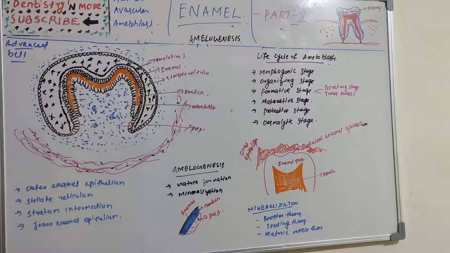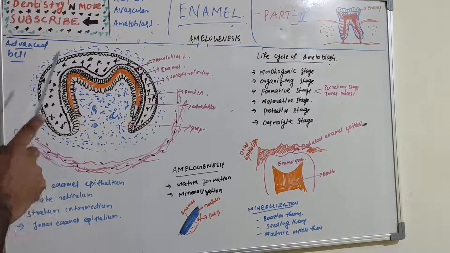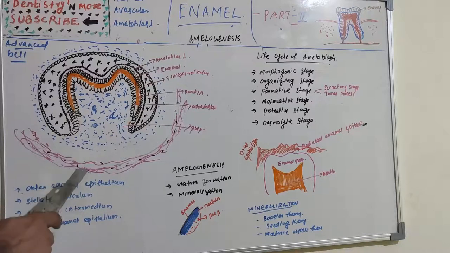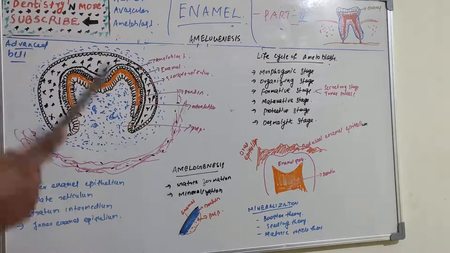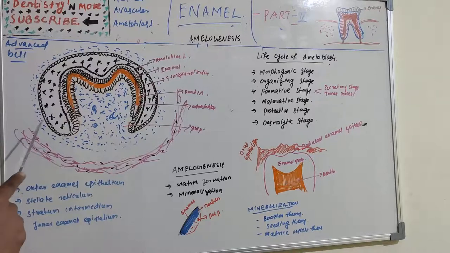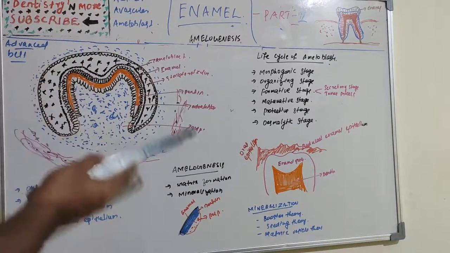So at the advanced bell stage, preceding the formation of hard structures, that is dentin and enamel, the enamel organ consists of four distinct layers: outer and inner enamel epithelium, stellate reticulum and stratum intermedium. Okay, so what is the role of outer enamel epithelium? It consists of a single layer of cuboidal cells.